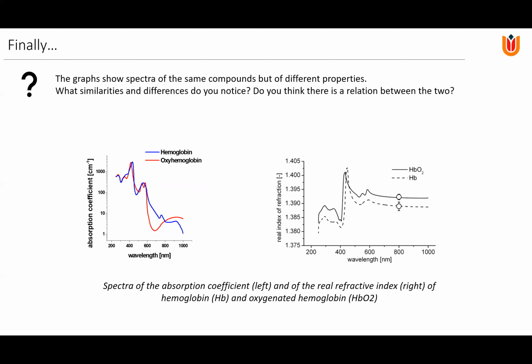Last question before the break, and that is shifting gears a little bit towards actually the topic of today. These graphs show spectra, so something as a function of wavelength. Same compounds, namely hemoglobin and oxygenated hemoglobin, the protein carrying oxygen, either loaded or not loaded with oxygen. Do you see any similarities or differences between these graphs? And do note that this one is on a log scale and that one is on a linear scale.